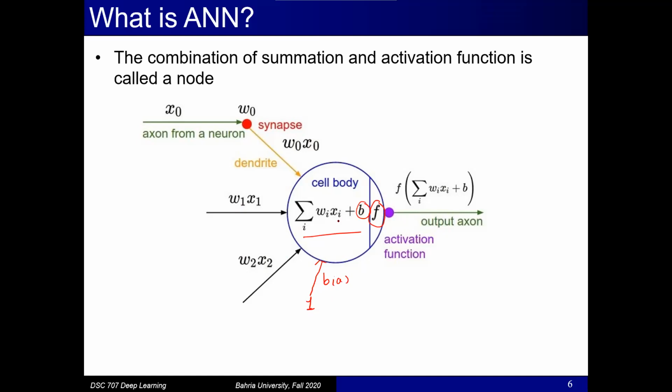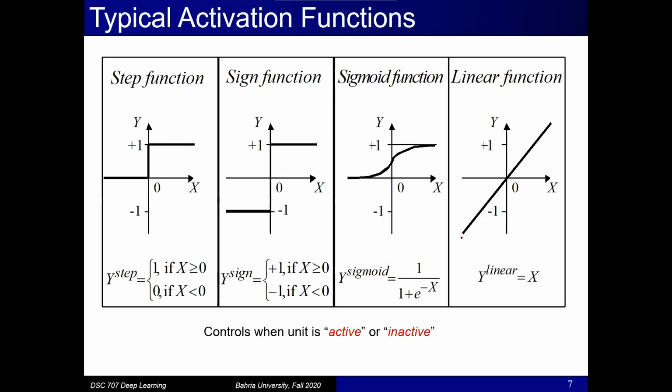Okay. So what we are doing is multiplying weights with input, adding bias, and whatever we get here, we just apply some function on it, right? And that function in the context of ANN is called an activation function. So now let's see some conventional activation functions. I'm sure you must have seen these earlier.